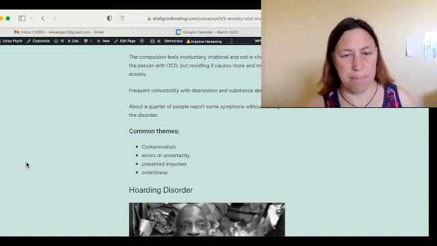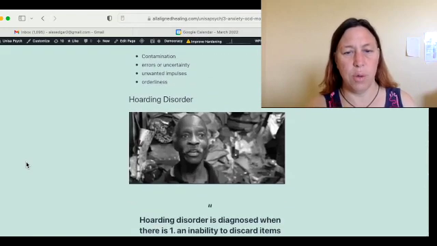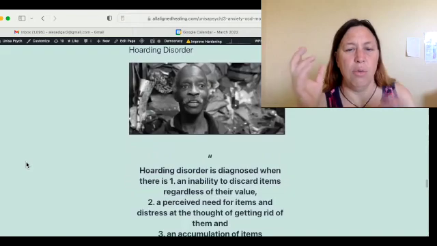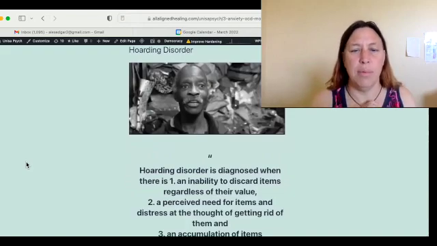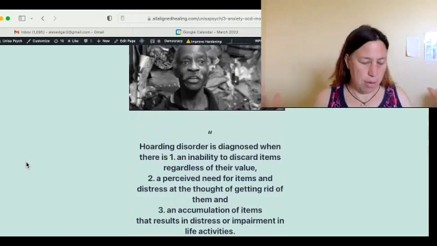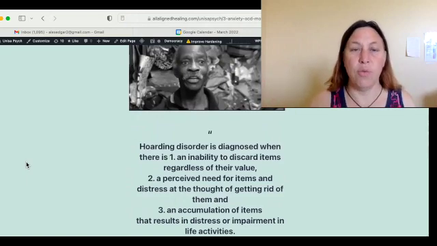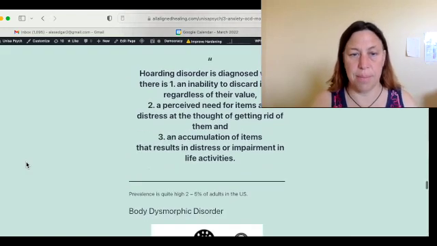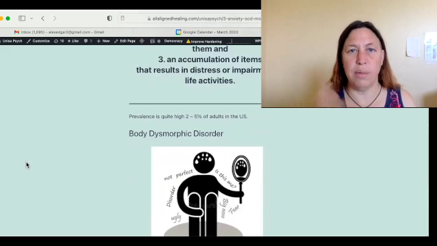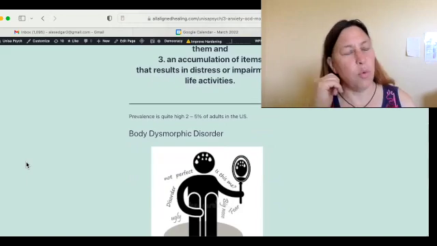Orderliness. Hoarding disorder, when you hang on to things regardless of their value. You can't bear to get rid of them, you think you need them, and you accumulate so many that your life becomes dysfunctional. Distress or impairment in activities. Quite a lot of people, up to 1 in 20 people in the US, body dysmorphic disorder.